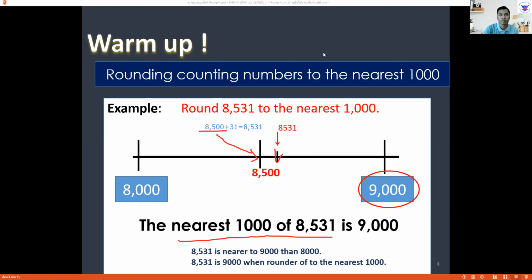Now, let's have another example. I will give you an example. Let's say we will round 8,000. Now, round 8,000 to the nearest, sorry, no. Just a second, one second.